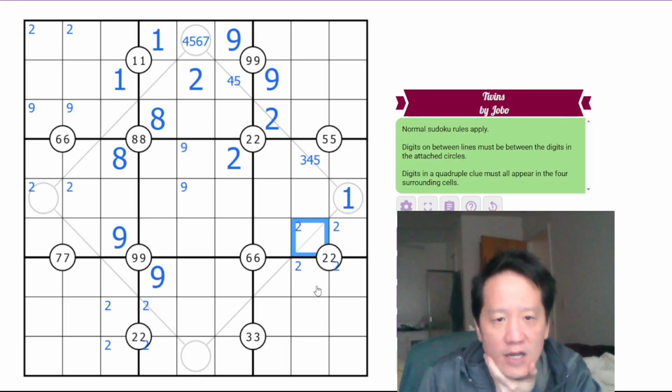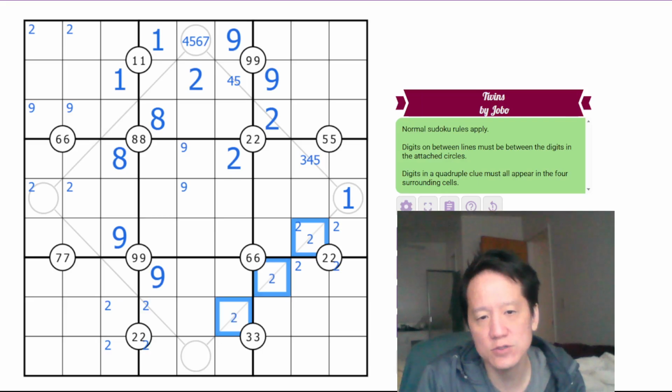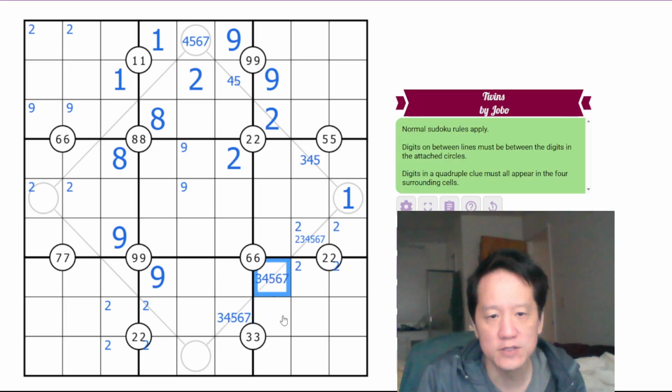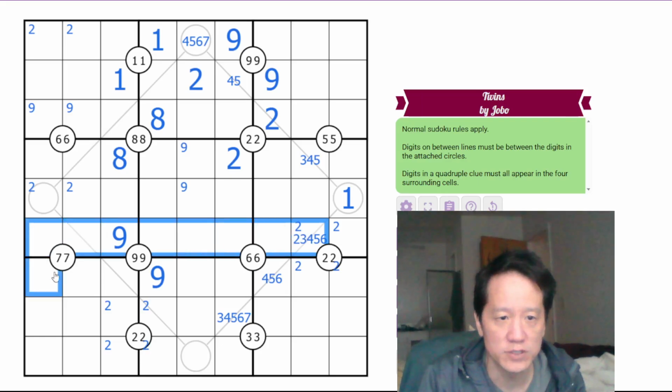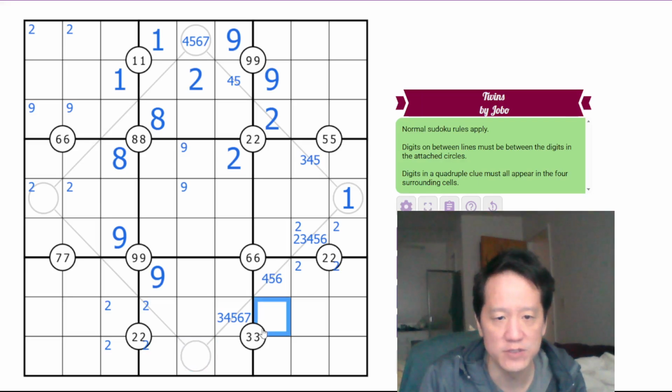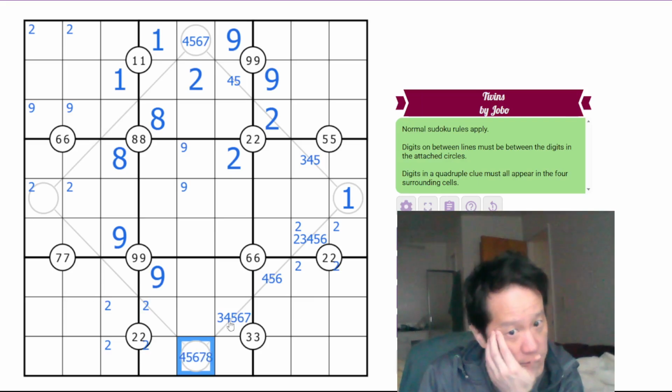Between lines could be anything, really. This can't be 9. This is 8 at most. So what are these? 2, 3, 4, 5, 6, 7. Obviously, these can't be 2. This can't be a 3 because of the twin 3s here. This can't be a 7, and this can't be a 7 because of the twin 7s here. This again cannot be 3 because of the twin 3s. So this is also 4 through 8.